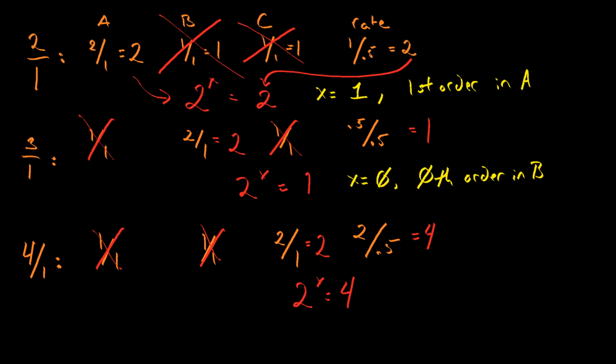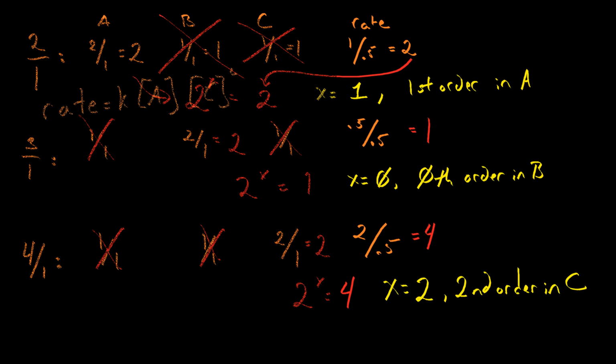Raise it to some power for C, and what you get is that run 4 shows that C is second order, okay? Because 2 squared is 4. 2 to the second power is 4. So it's second order in C.